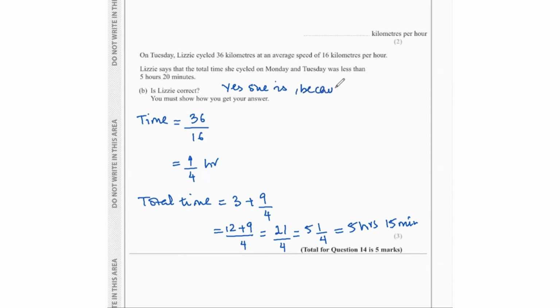So is Lizzie correct? Yes, she is, because she cycled for 5 hours and 15 minutes.